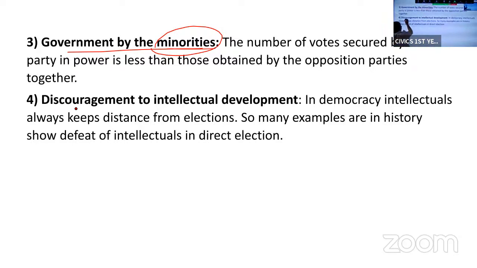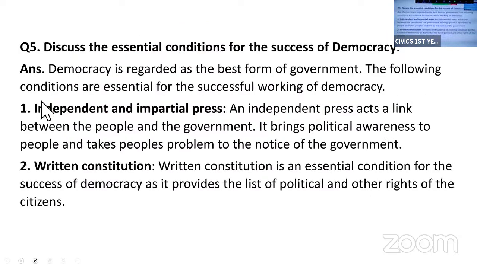And there is discouragement to intellectual development. It means that the intellectuals keep distance from the elections. They don't want to get involved in elections or come into politics. Many times we have witnessed that people who are intelligent and have knowledge of politics couldn't win the elections. When they lose, they get discouraged and keep away from politics. So these are the demerits of democracy.